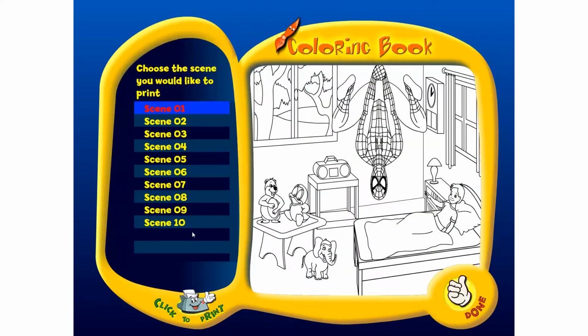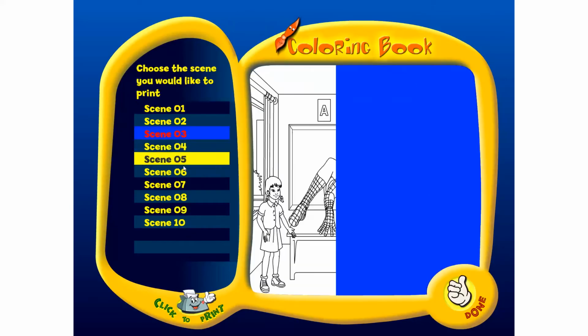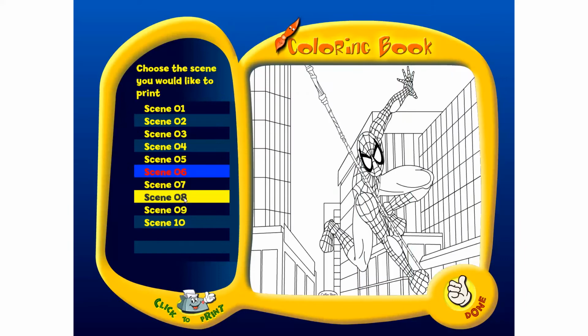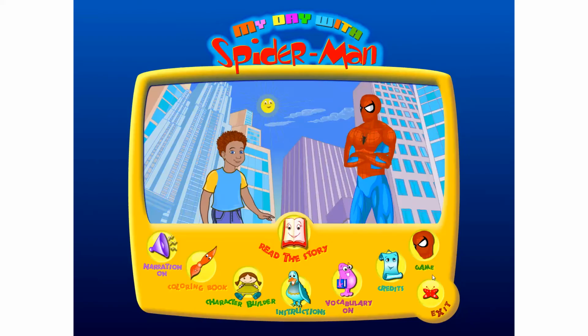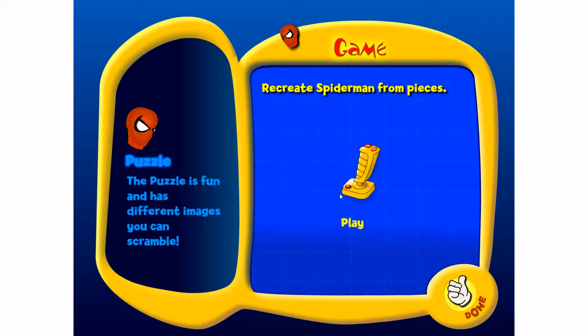What happens is there are various images that they can print off and color in. Read the story. They have the character builder, instructions, the vocabulary on or off, the credits, and there's even a game. The game, you just click on there, click play.